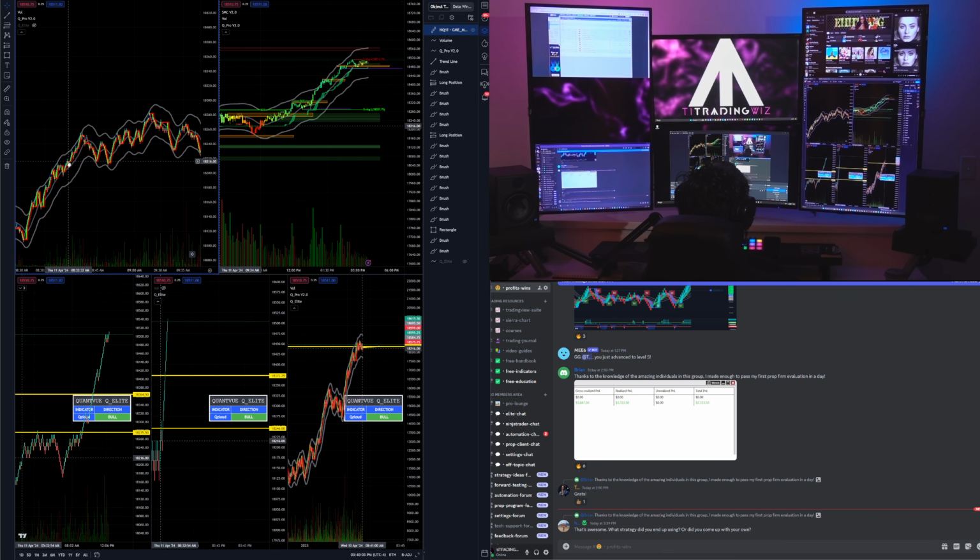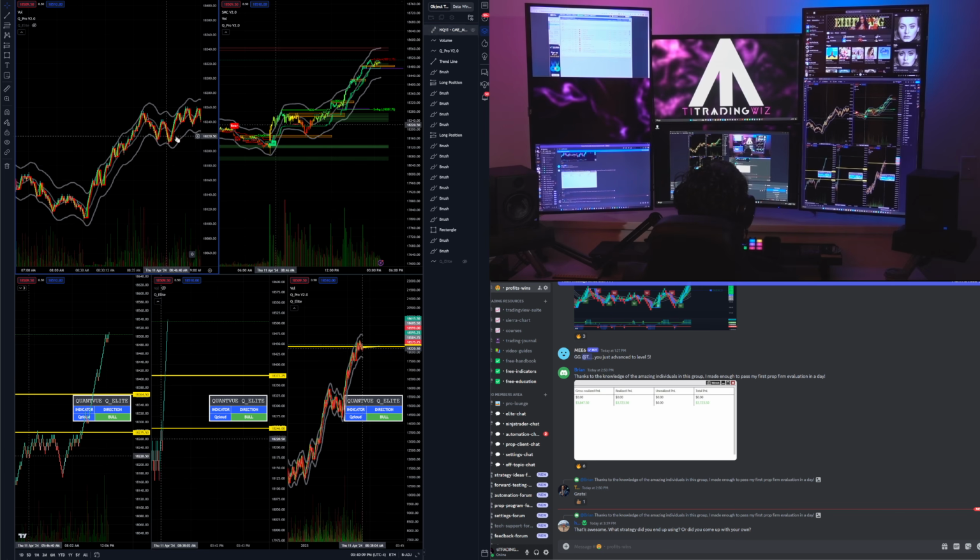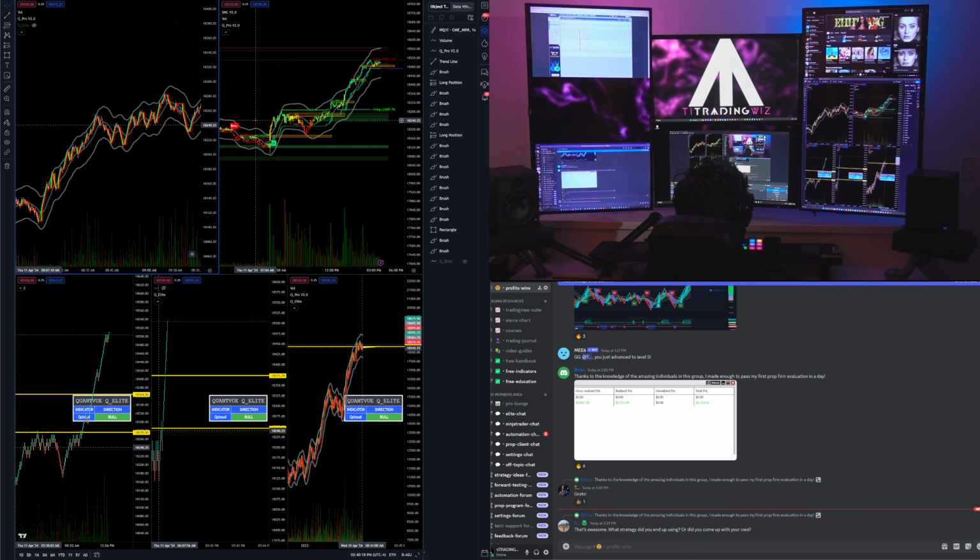Sometimes you'll have moves in the Renkos that will look like chop, and look like an area of support or resistance. But that could have been just really quick movement back and forth in one candle, and it gives the illusion that that is a support or resistance level, where when you look at it on a 2-minute or 1-minute or even a 5-minute, you won't see that.